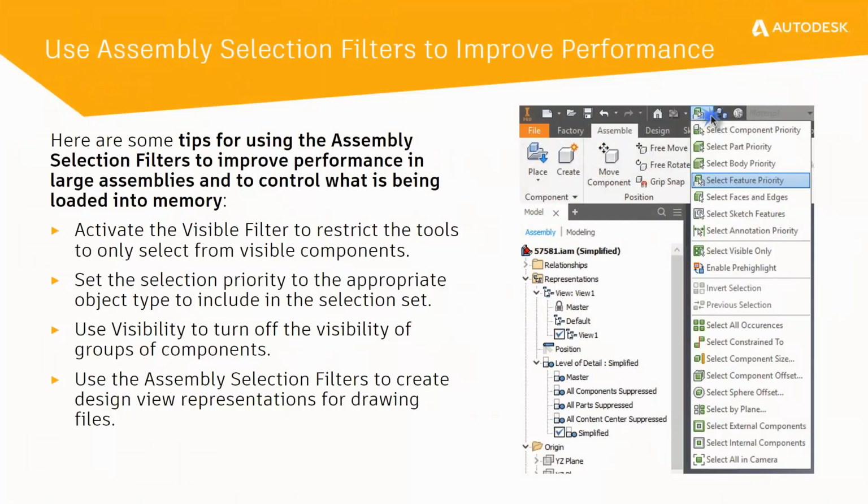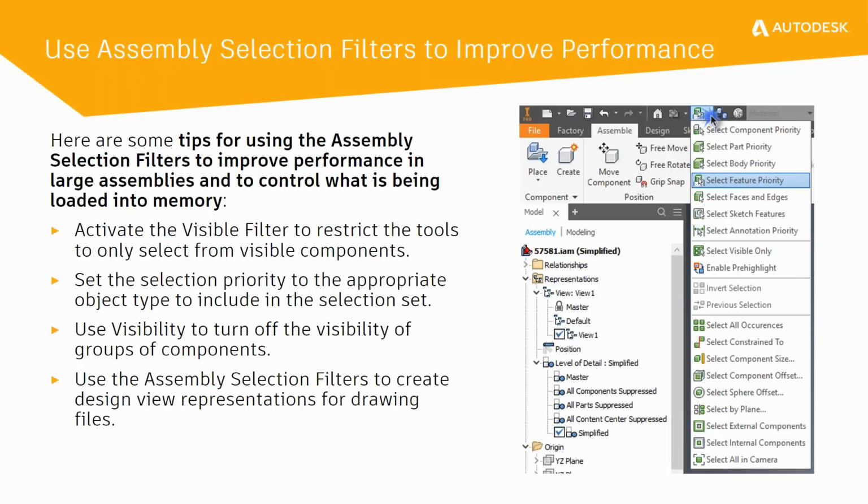So here are some tips on how you can use the assembly selection filters to improve your performance. For those of you who don't know where to find the assembly selection filters, they're found in the quick access toolbar, which is across the top of the screen. You'll find it about 1/2 to 2/3 of the way across, a little icon. When you click the down arrow beside it, you'll get a range of different selection filters.